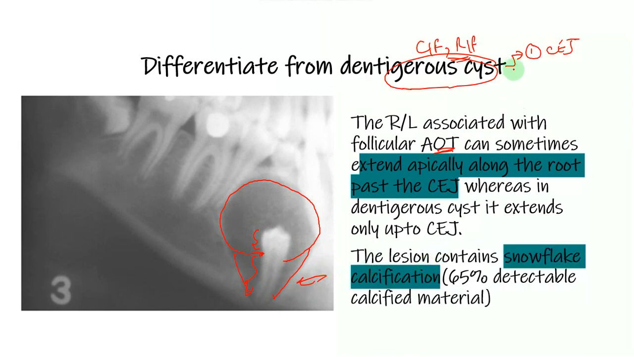The other thing is the presence of certain calcifications. So often you see snowflake calcifications which are detectable in this radiolucency. Okay, so there is a presence of extension beyond the CEJ and calcifications.